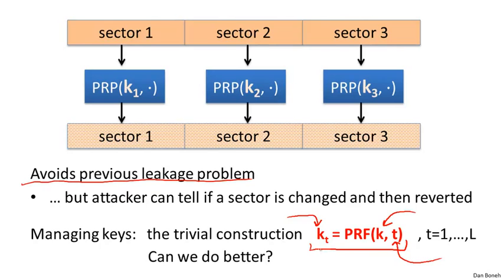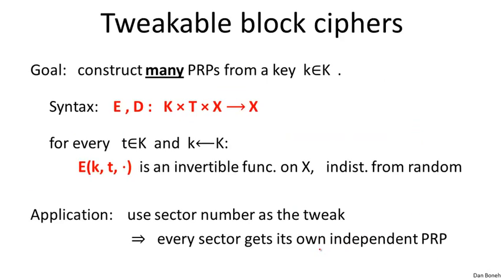And it turns out we can, and this introduces the concept of a tweakable block cipher, where really what we want is to have one master key, and we want this one master key to derive many PRPs. So we said one way to do that is simply to encrypt the key K using the PRP number. But as we'll see, there's a more efficient way to do that. Now this PRP number is actually what's called a tweak, and that introduces the concept of a tweakable block cipher.